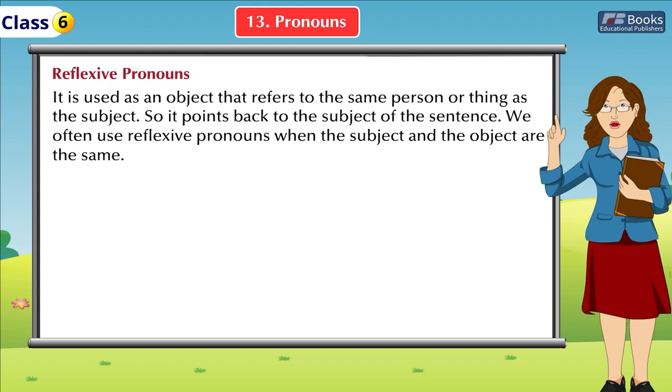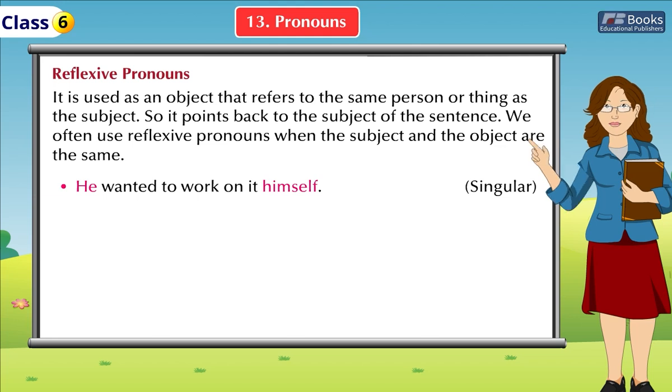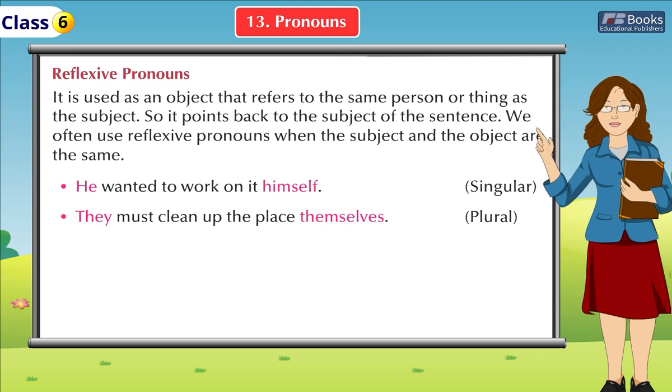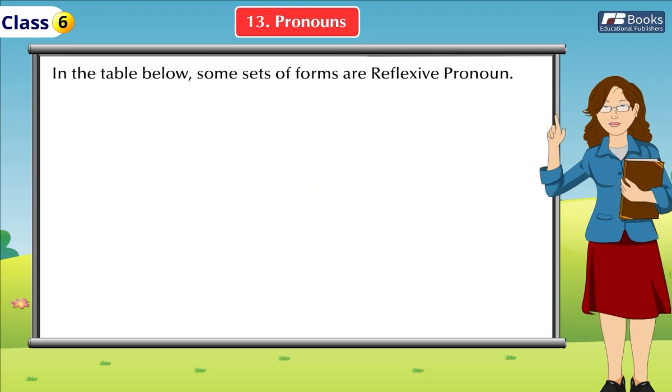Reflexive pronouns. It is used as an object that refers to the same person or thing as the subject. So, it points back to the subject of the sentence. We often use reflexive pronouns when the subject and the object are the same. "He wanted to work on it himself." Singular. "They must clean up the place themselves." Plural. In the table below are the forms of reflexive pronouns.